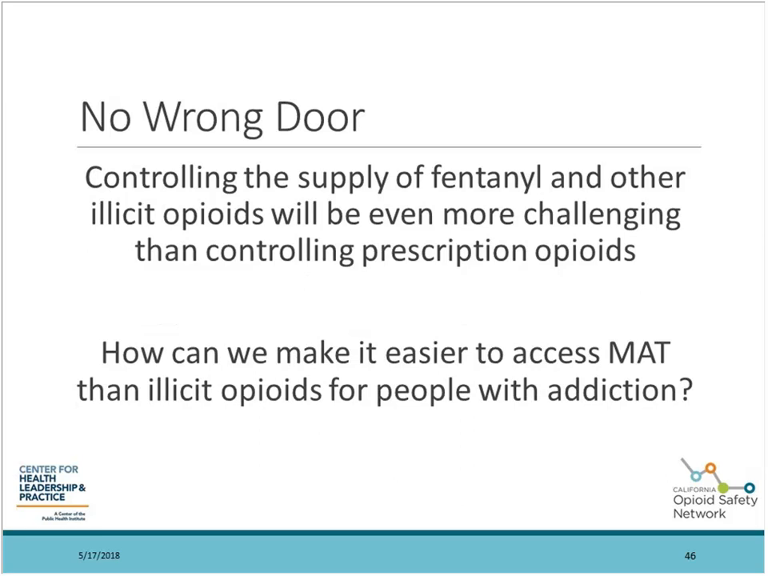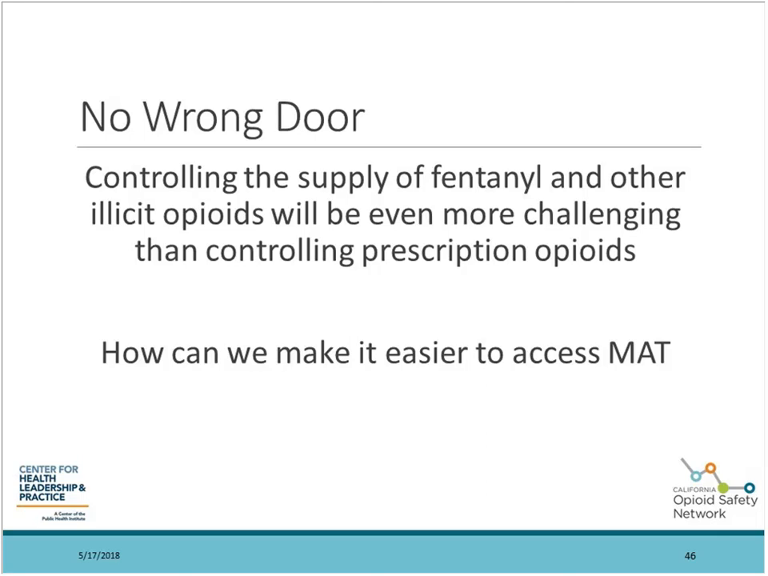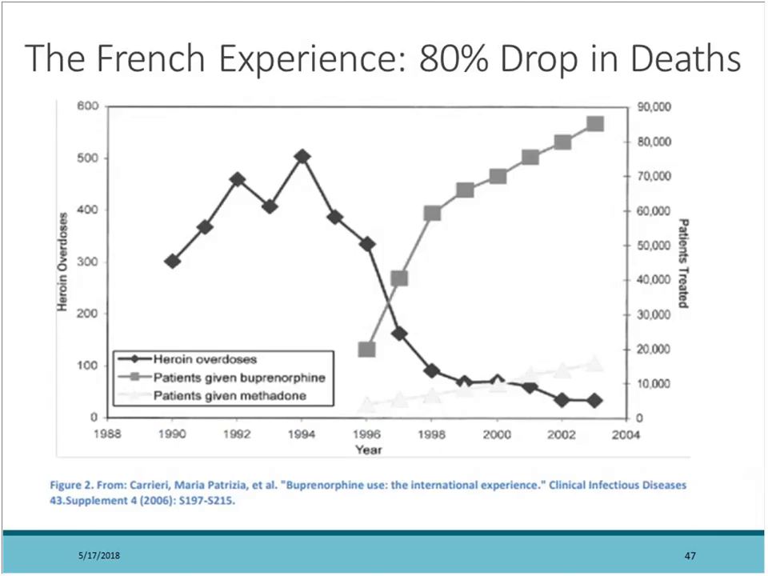Again, because the supply side of the issue is getting more complex with greater availability of fentanyl and other volatile and high-potency opioids, we need to make sure that it's easier for people with addiction to access MAT than illicit opioids. This is just a bit of hope before we get into some of the strategies. Look at what happened in France in the 1990s.